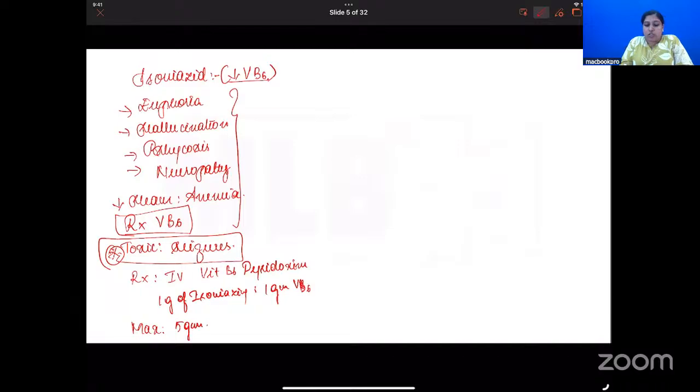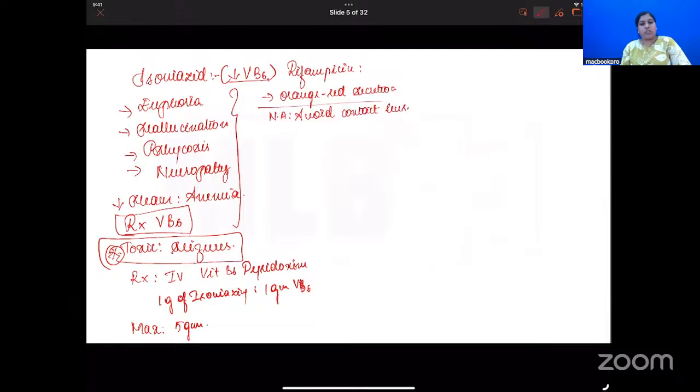So the next drug is rifampicin. As we have discussed, rifampicin is going to cause orange-red secretions, a very, very important symptom. The most important nursing advice or health education you have to give is that the patient should avoid contact lenses, because the contact lens color can also change because of this. Next, it also causes some respiratory symptoms.